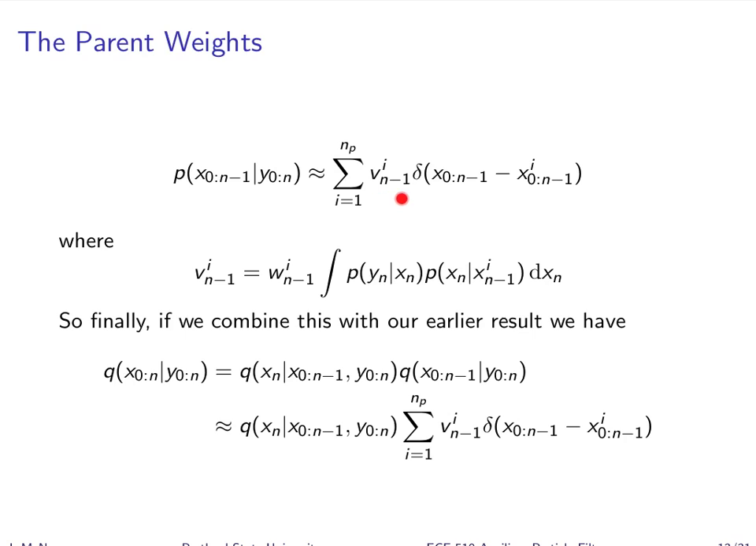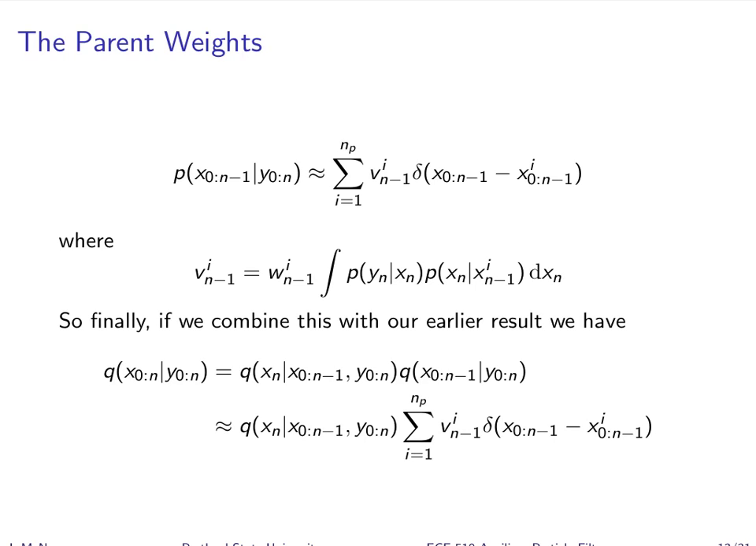So this is taking the v of n minus 1. Here's the equation for the v of n minus 1. These are called the parent weights. So the parent weights are equal to our particle weights times this integral. And again, that integral is where that measurement comes into effect in that likelihood.